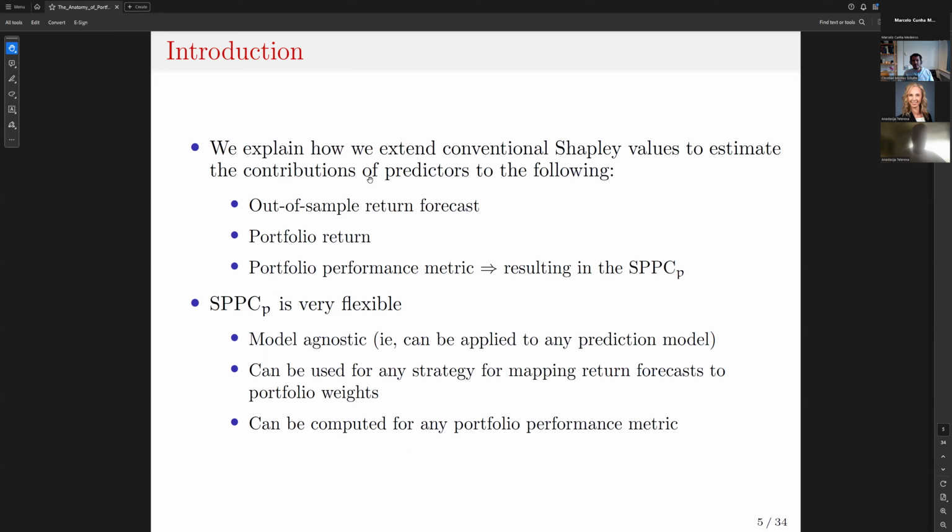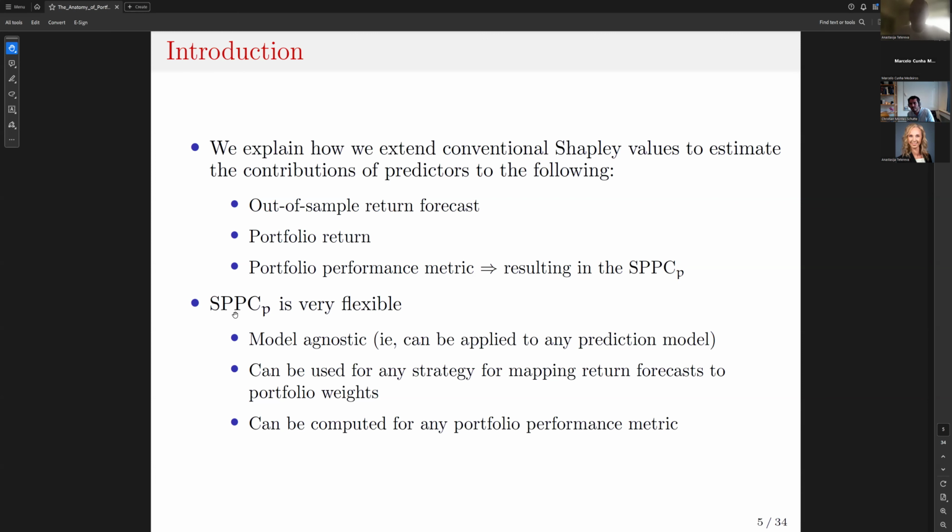So we start by extending the conventional Shapley values to estimate the out-of-sample return forecast. From there we went on to look at the contributions of each predictor to portfolio return, and from portfolio return to any portfolio performance metric. That is what gives rise to the SPPC. This measure is very flexible and model agnostic. It can be used for any prediction model, also for an OLS regression. And you could say, well, for an OLS regression that's almost trivial, right? Because, you know, can I ask you a question?